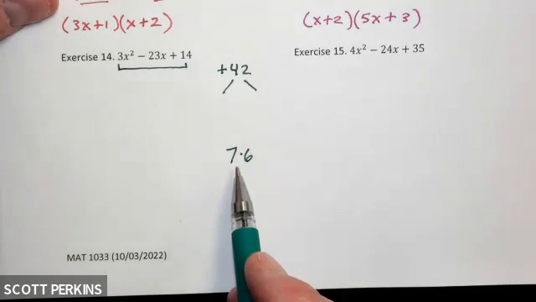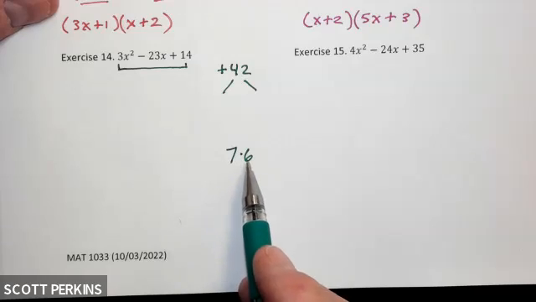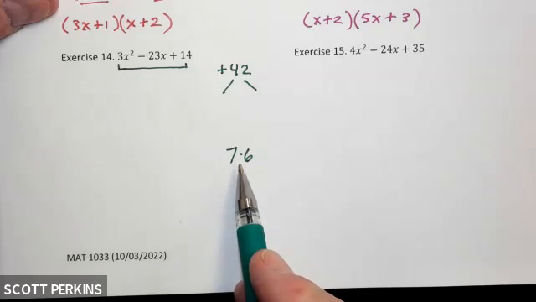The thought process then goes, okay, 7 has no other factors, but 6, what is 6? What times what gives you 6? You know this. It's not a trick question. What times what gives you 6? 2 and 3. Yes, thank you very much.